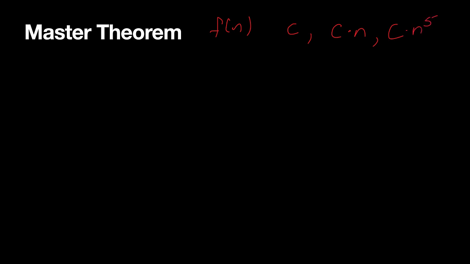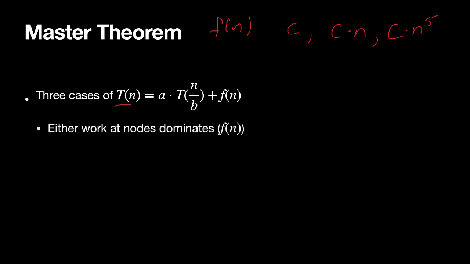Okay, this actually brings up our 3 major cases, or 3 major considerations of the total amount of time spent. It is possible that the work we spend at each individual node, that f of n function, dominates the total amount of time. And we're always interested in limits, so the thing that dominates is really what we're interested in.